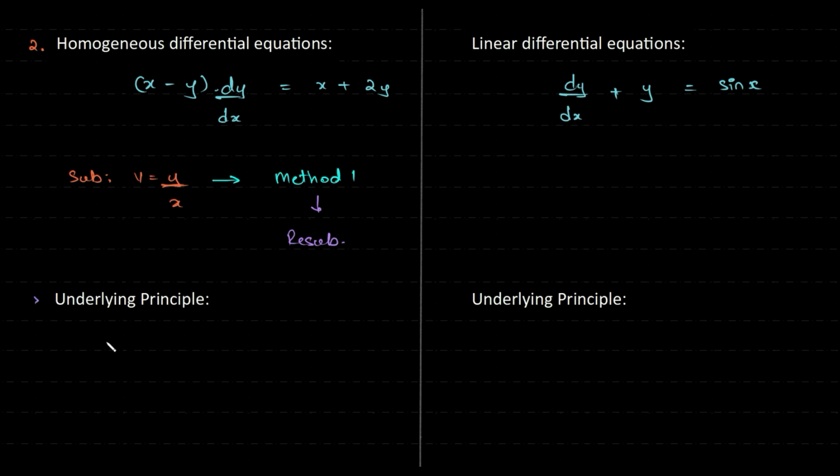So here the underlying principle is that we can't separate, but when we substitute v as y by x, then we are able to use method 1. If so, then we can go with this methodology. And after that, it's the same thing, a step extra, that's it. Don't forget to resubstitute. Anyways, we'll be learning in detail.